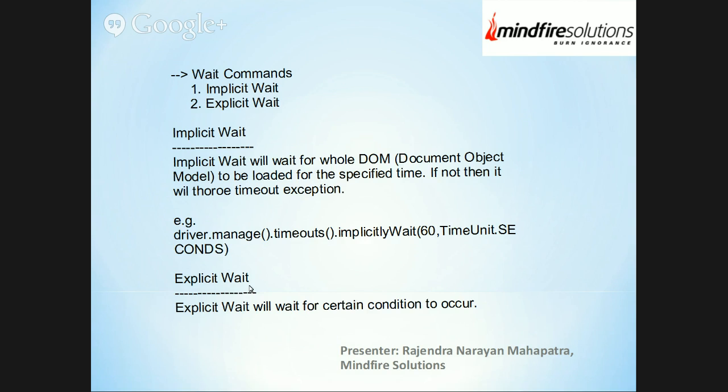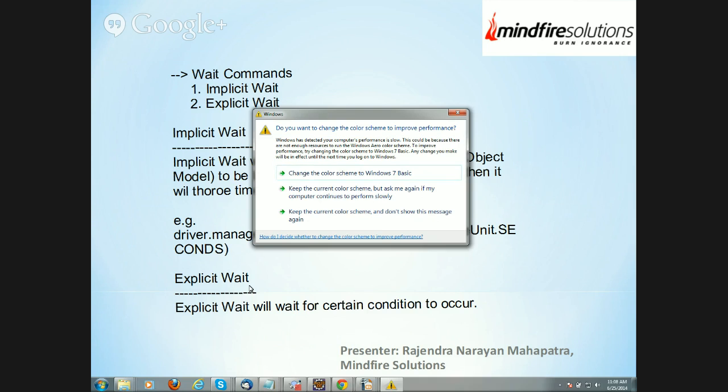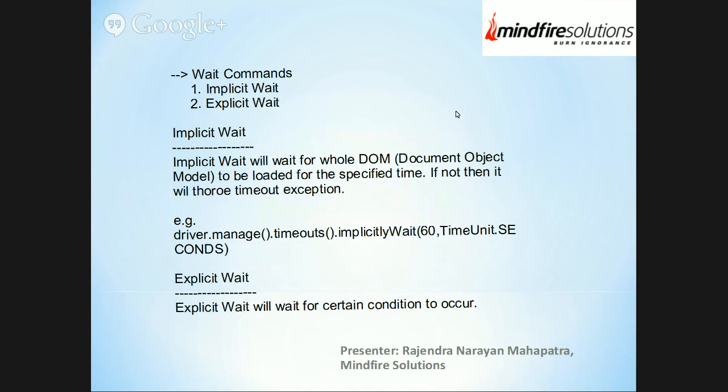For example, you are logging into the Gmail application. My concern is that as soon as I get the compose button, I will go ahead with the execution. I will not wait for the whole page to be loaded. So instead of using implicit wait, I will go for explicit wait. As soon as it finds the compose button, it will go ahead with the execution. It will not wait for the whole page to be loaded.